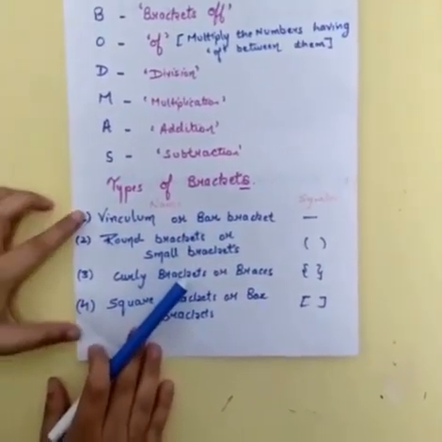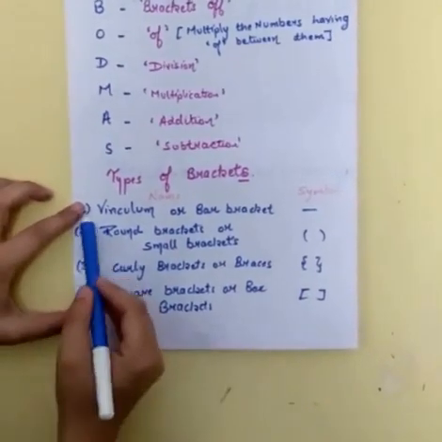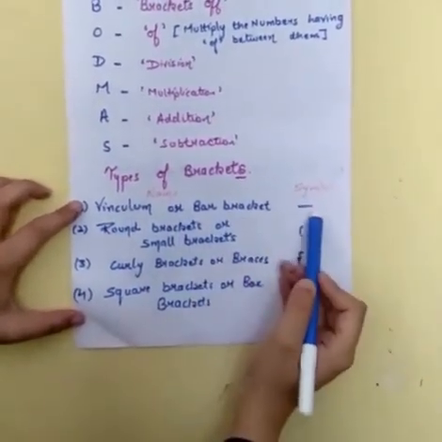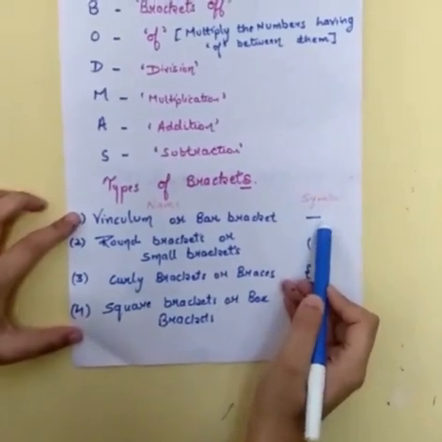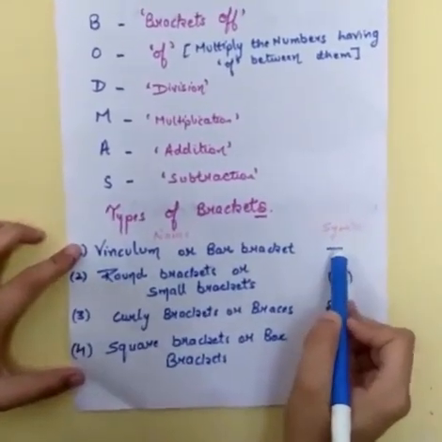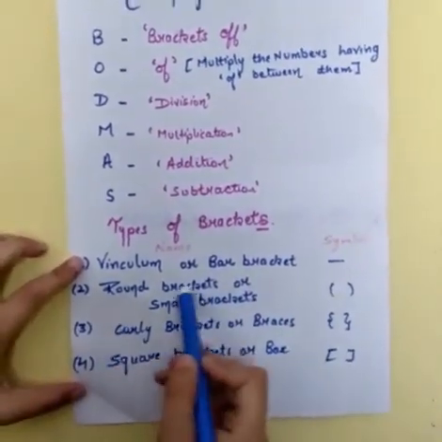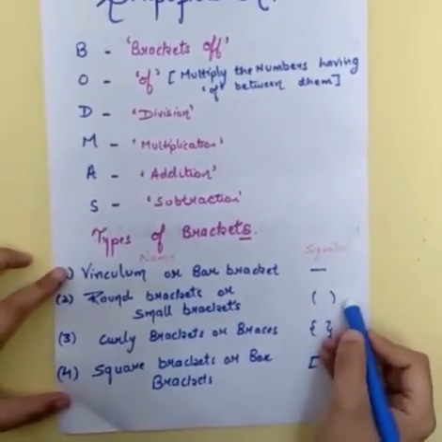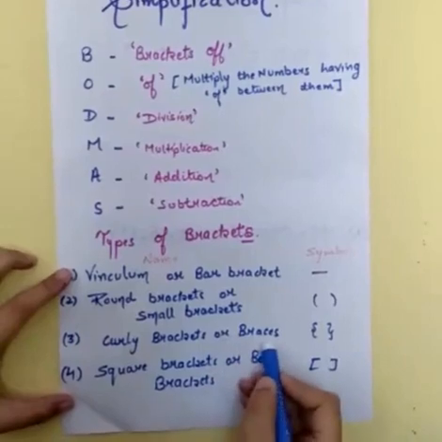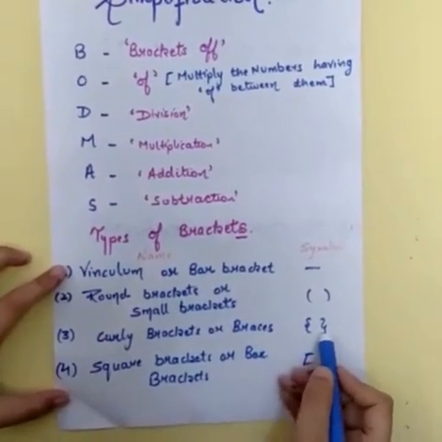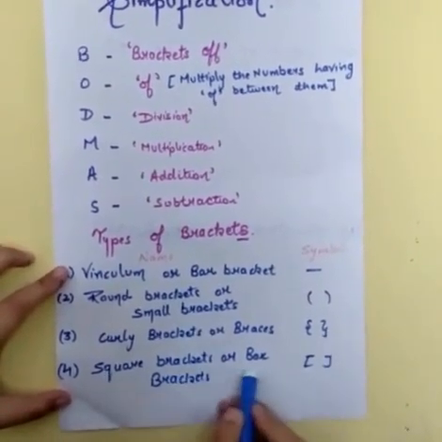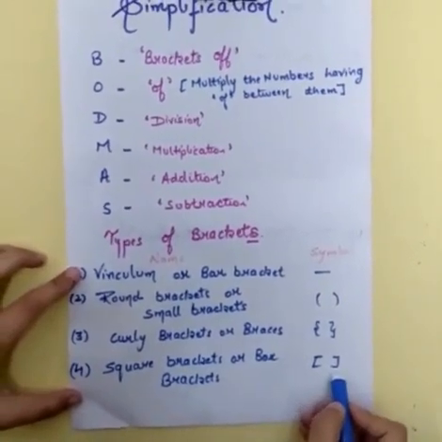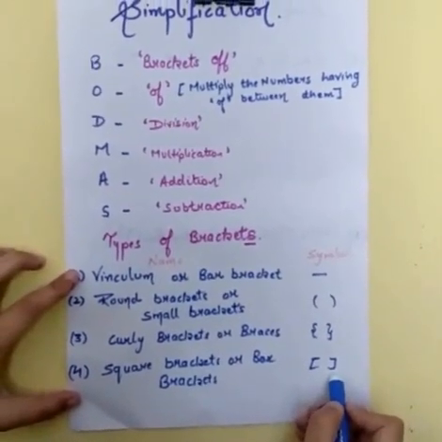So, there are four types of brackets. First is vinculum or bar bracket. Here is the symbol. If there is vinculum in the question, firstly we will have to solve this. Then round brackets or small brackets. The brackets round in shape are called round brackets. Then curly bracket, also called braces. Here is the curly bracket. Then square bracket or box bracket. This is the symbol of square bracket or box bracket.